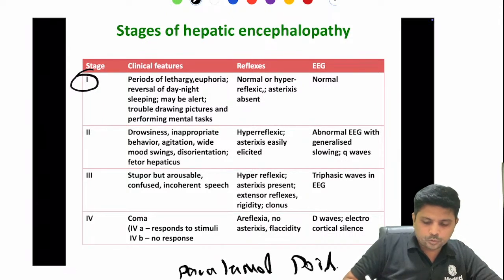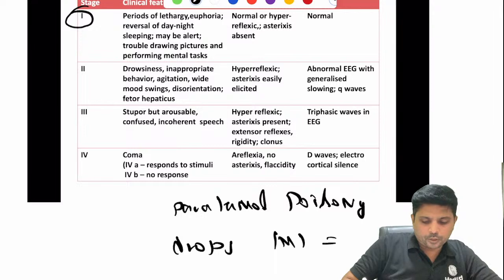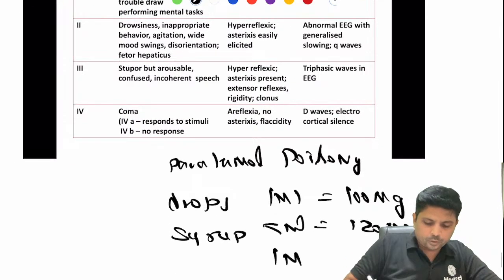Why is it so? Because people used to, you have drops. Drops contain 1 ml equal to 100 milligram. Syrup usually contains 5 ml equal to 120 milligram. So 1 ml equal to 20 milligram.